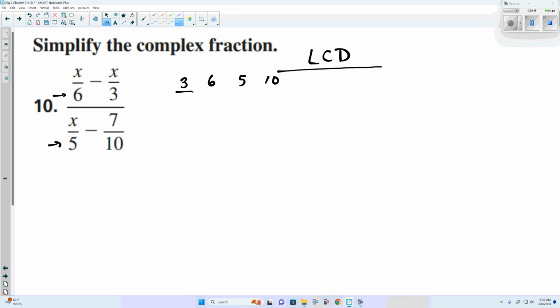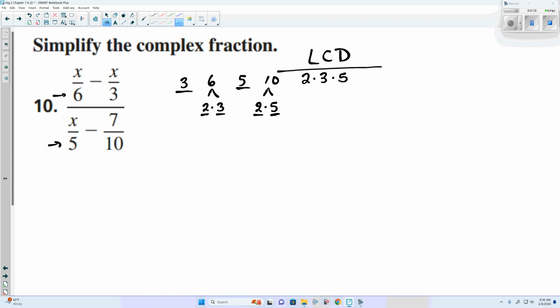Well, 3 is just 3. 5 is just 5. Well, 6 is 2 times 3. 10 is 2 times 5. Now we take the most of each factor from all the ones shown. Now if I start with 2, 2 only shows up once out of all 4. So we have it listed once. 3 only shows up once. There's 2 different spots it shows up, but in each one it only shows up once. And the last one is 5, but it only shows up once.